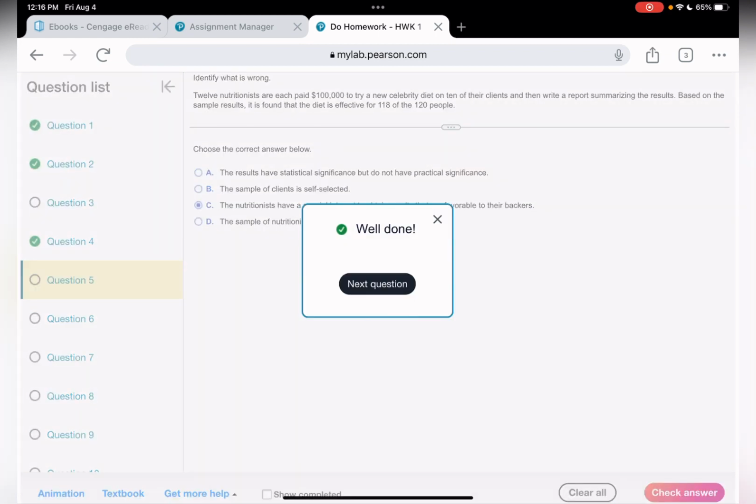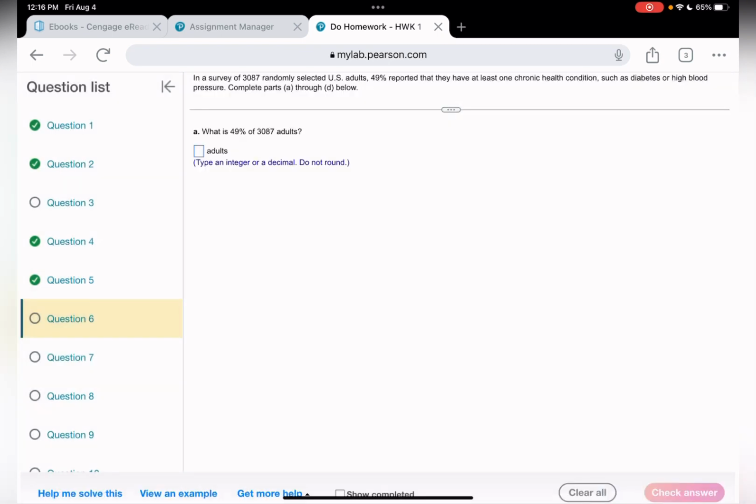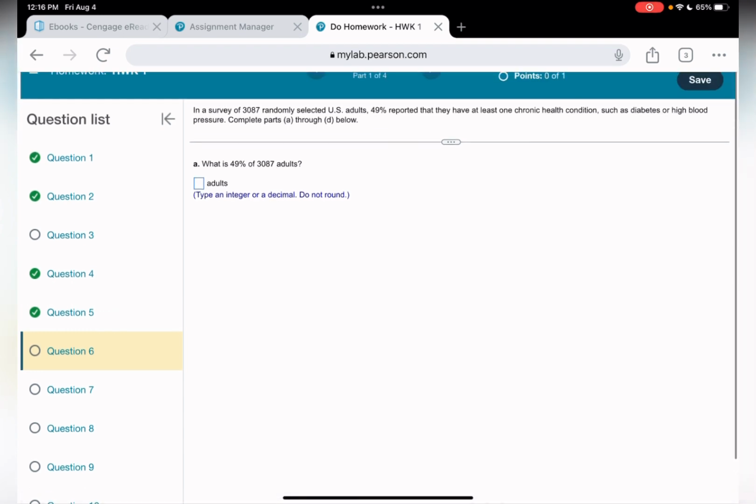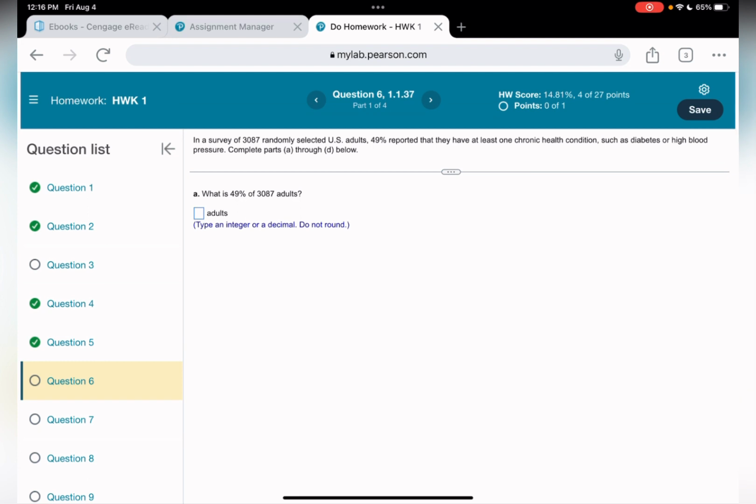Checking the answer. Well done. Moving to question number 6. Well, this is more of a math problem. In a survey of 3,087 randomly selected US adults, 49% reported that they have at least one chronic health condition, such as diabetes or high blood pressure. Complete part A through D.